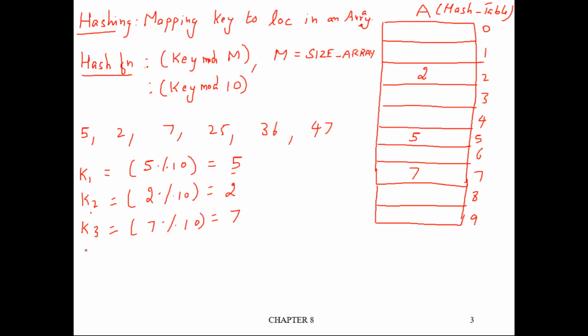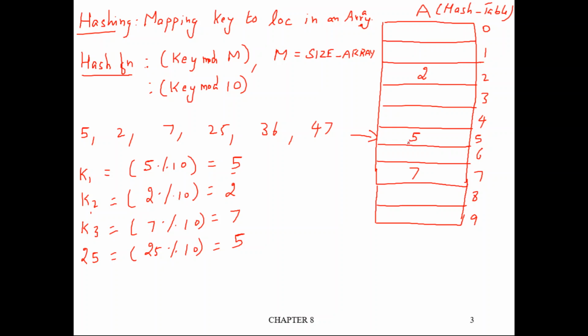Next, 25. 25 modulo 10 is also 5, because 10 twos are 20 and the remainder is 5. Now this 25 should also come in this location. But this location is already occupied.